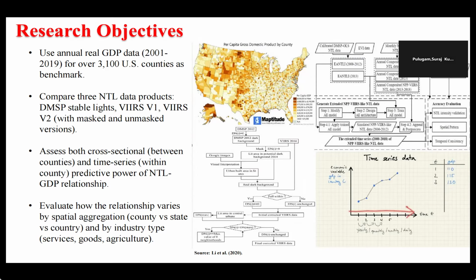real GDP data for over 3,100 US counties from 2001 to 2019 to compare three major NTL products: DMSP stable lights, VIIRS version 1 and VIIRS version 2, both masked and unmasked, and to evaluate both cross-sectional and time series predictive power to see how the results vary by spatial scale and industry type. The image here is a flowchart explaining the data collection, regression modeling, and comparison of results. These diagrams summarize our process. We combine the NTL data with GDP and apply regression models to measure how well light intensity predicts economic activity.